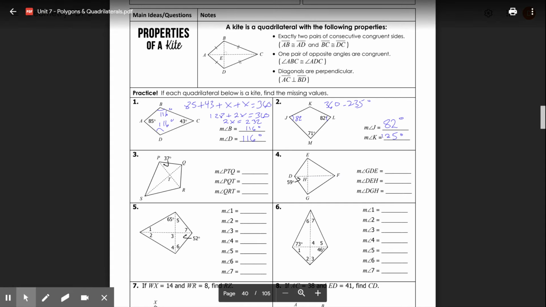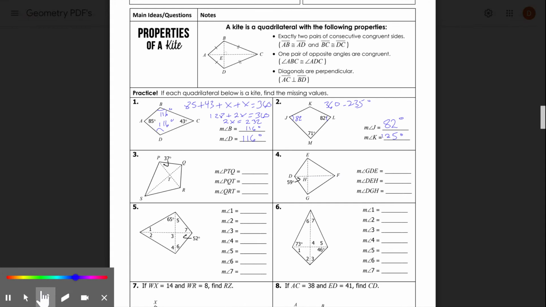So for number 3, we are looking at the measure of angle PTQ, and we know that the measure of angle P is 37. So PTQ, well, based on what we know about kites, the diagonals are perpendicular. So we know that PTQ is a 90-degree angle. So that one would be 90. PQT is this little guy here.